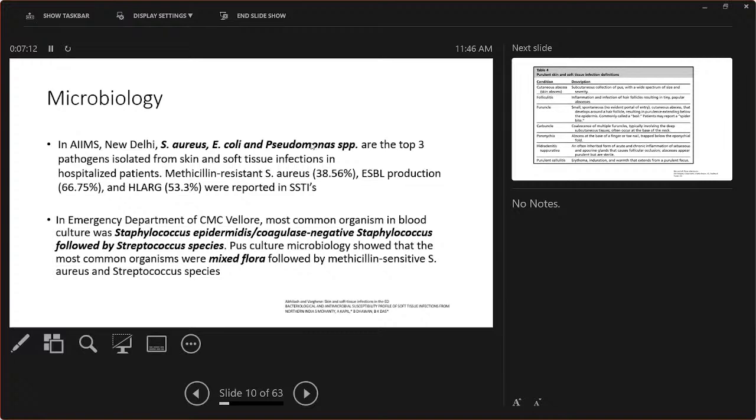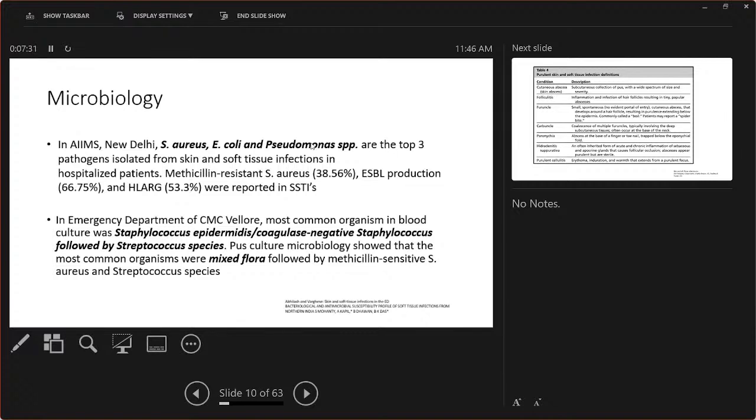So first is Staph aureus, E. coli, Pseudomonas. Then they have also found Klebsiella and Acinetobacter and Enterococci, a total of 5. Among gram negatives, ESBL production has also been seen in 66%.